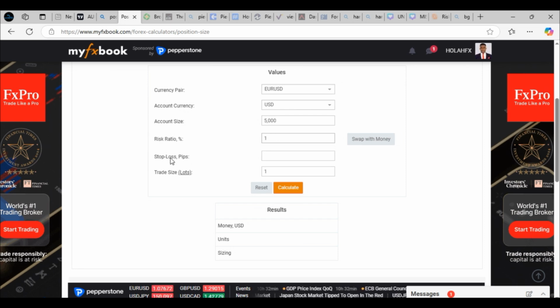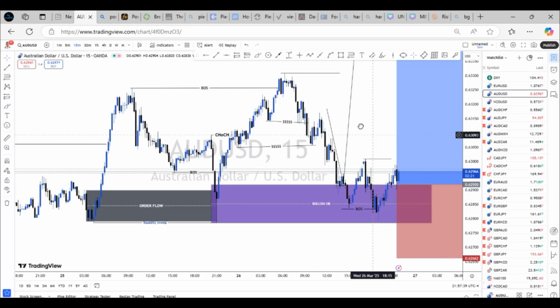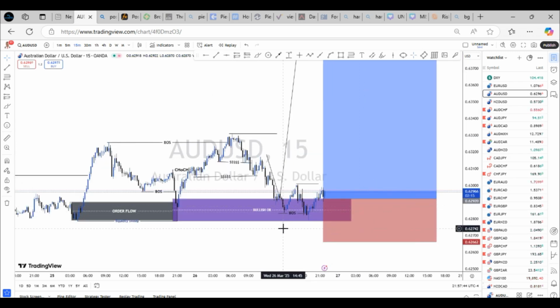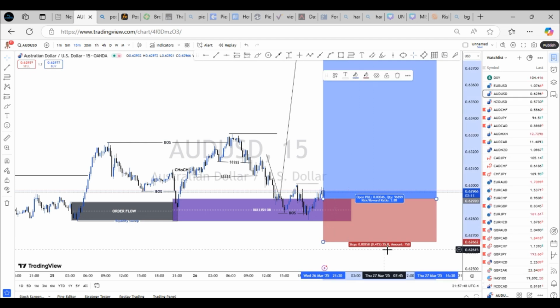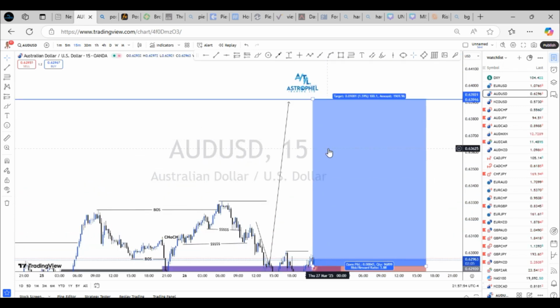Now, stop loss level in pips. This is very important. You must have already predetermined your stop loss. For example, look at what we have here. Before I take this trade, I've already planned my stop loss. Let's say my stop loss is around 25.8 pips. And look at my target. My target is around 100 pips.